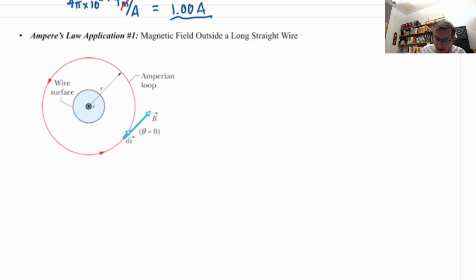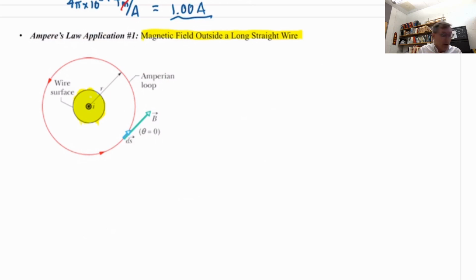Let's find the magnetic field outside a long straight wire. You're seeing it edge on. It's carrying a total current I, coming out of the screen, in a long straight wire. And it's not a thin wire. We often have done wires, but we've treated them as being pretty thin. Let's say it's a hefty, thick wire.